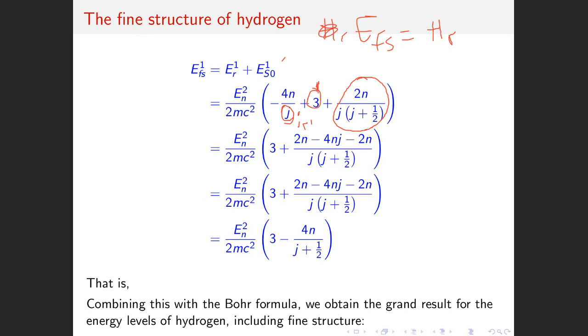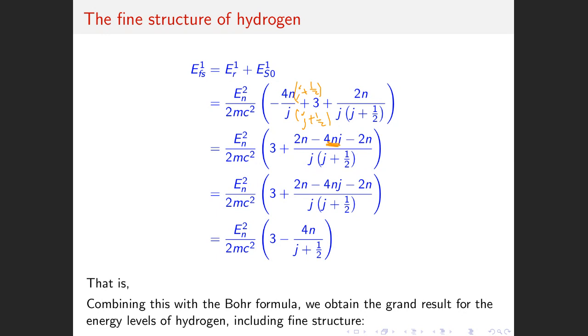This 3, you leave it as it is. I might as well do this. Let me erase everything. Right. Just do some algebra. So leave the 3 as it is. Then you get j plus half, j plus half. So this gives you nj, which is this one.